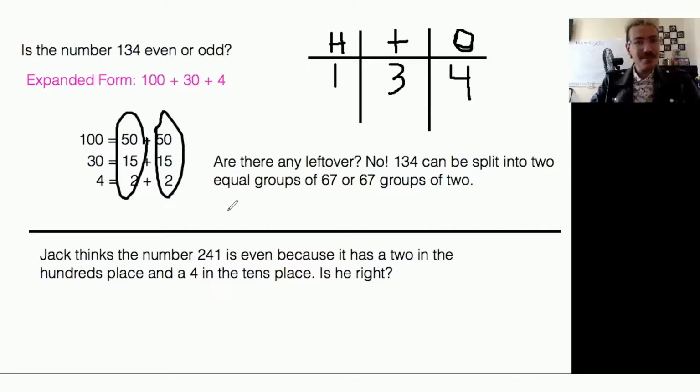So I'm going to challenge you. Here's what I want you to do. And remember to pause this video afterwards and have you and your scholar try it out before seeing the answer on the next slide. Jack thinks the number 241 is even because it has a 2 in the hundreds place and a 4 in the tens place. Is he right? Try it out.